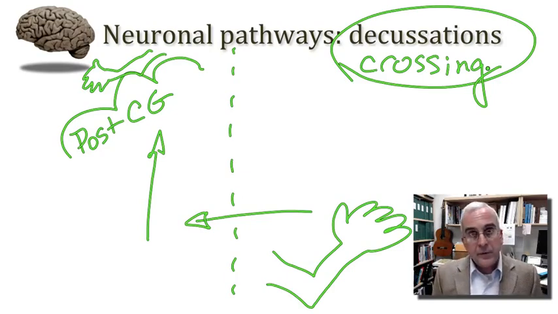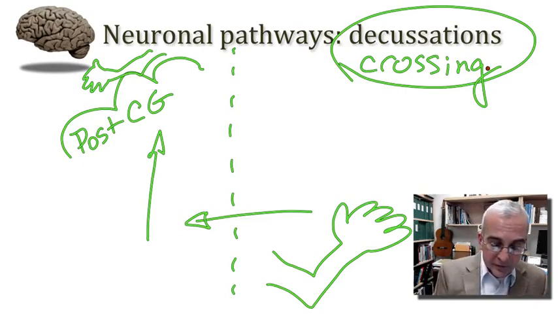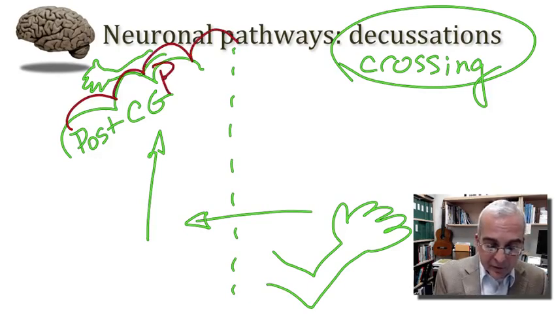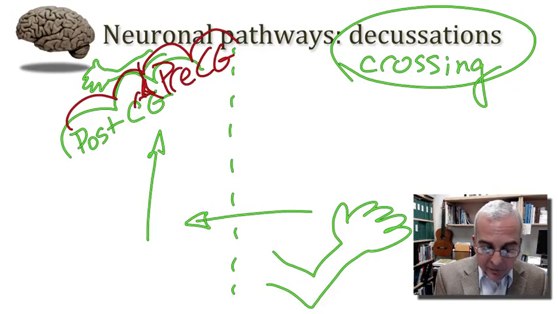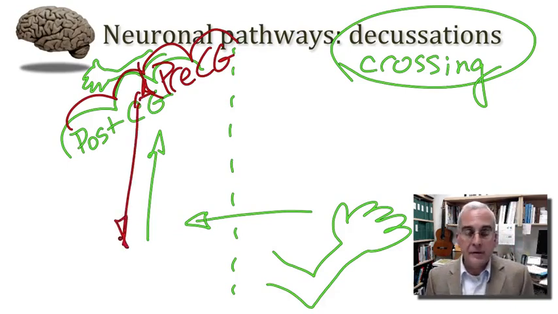Now, this issue of decussation, it's not just for sensory systems, it's also for motor systems. Now, if we get just in front of this postcentral gyrus, we may be in the precentral gyrus, which is where we have our motor control networks, and there may be a neuron there in the precentral gyrus that gives rise to a descending axon.